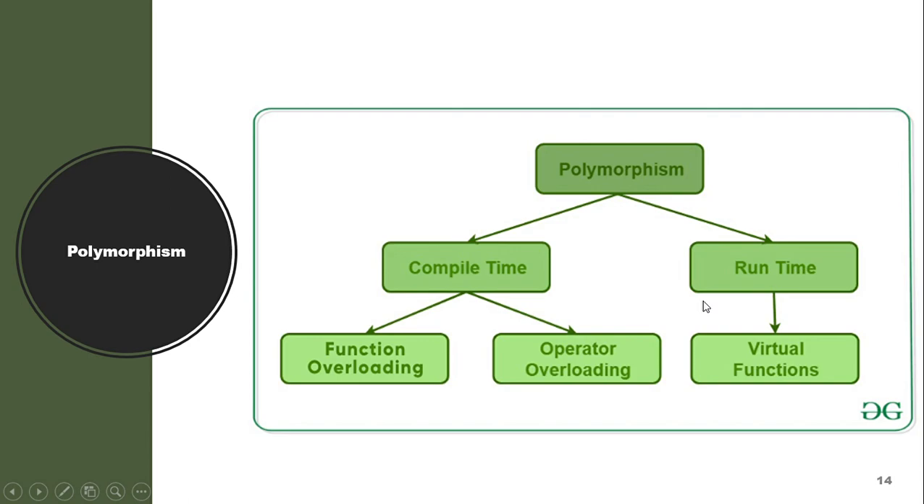Next point is polymorphism. Poly means many, morphism means form. So inside C++, suppose we have a function and the same function is doing different tasks. This is an example of polymorphism. We have two types of polymorphism in C++: compile time and runtime polymorphism. Compile time includes function overloading and operator overloading. Runtime has virtual functions.